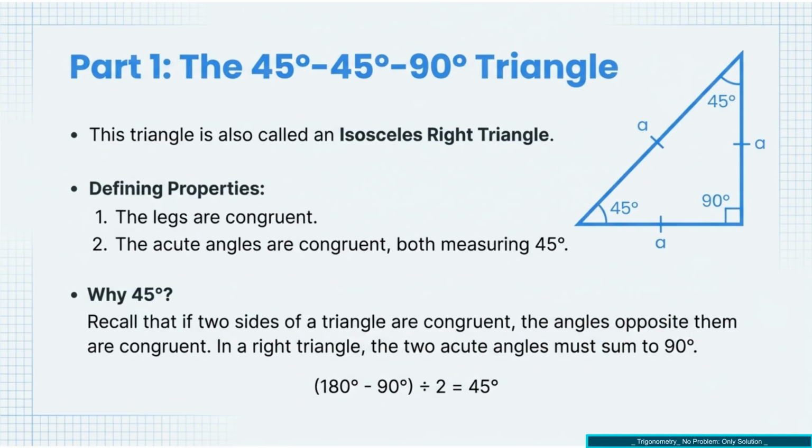The 45 by 45 by 90 triangle is an isosceles right triangle. Its defining properties are two congruent legs and two congruent acute angles, both measuring 45 degrees, as the acute angles must sum to 90 degrees. The figure shows this triangle. Have a pause and examine it.